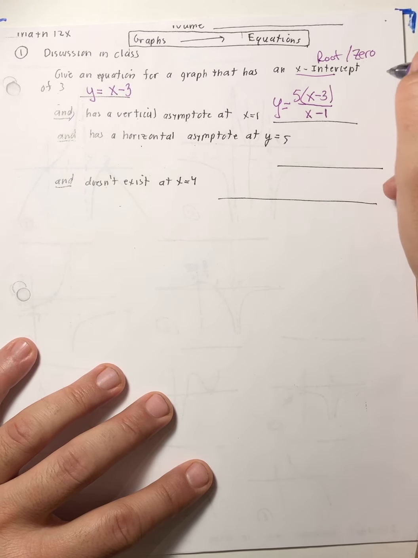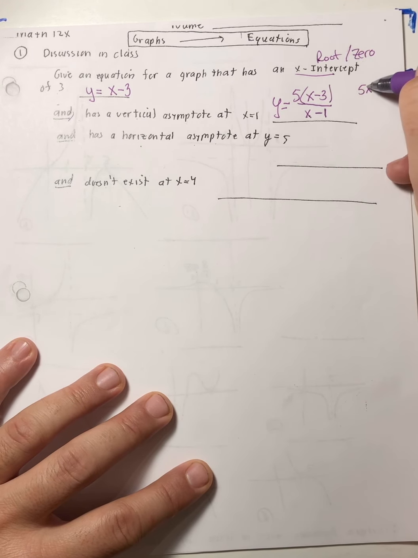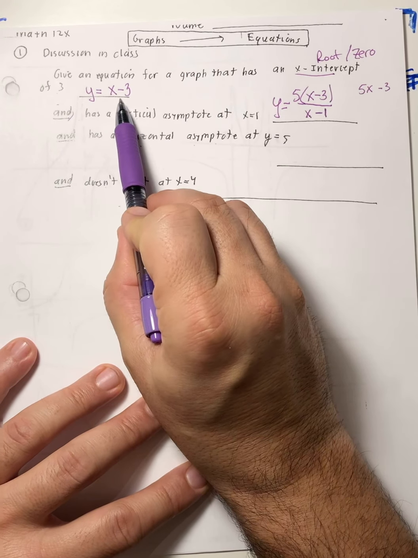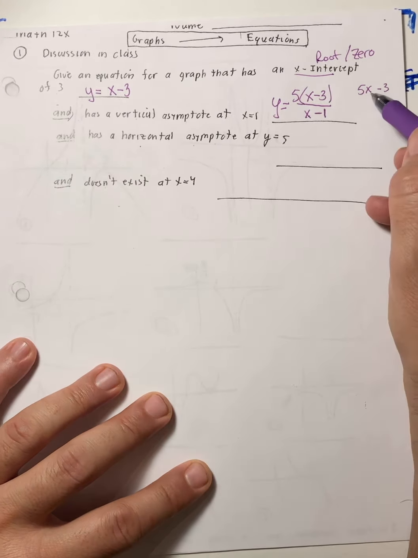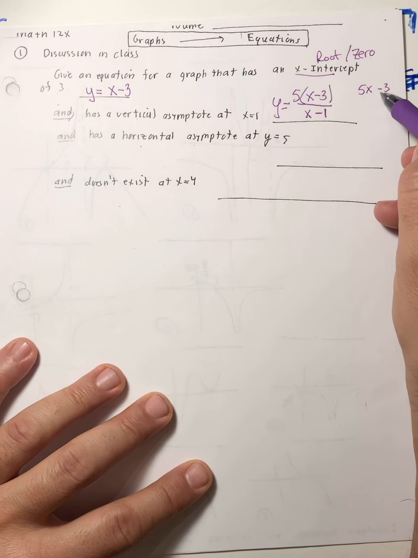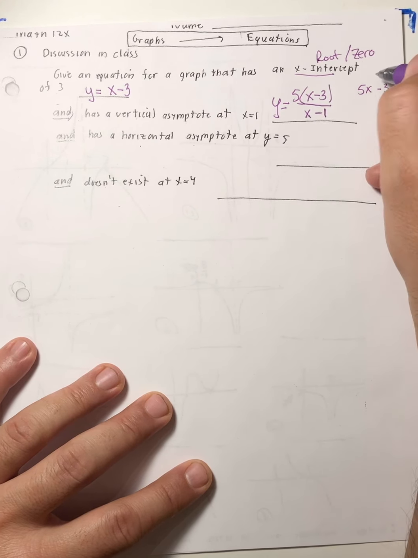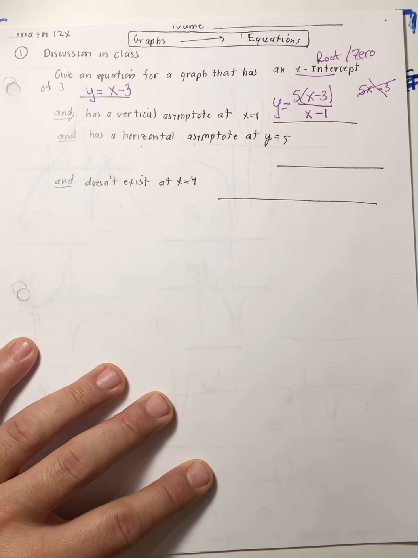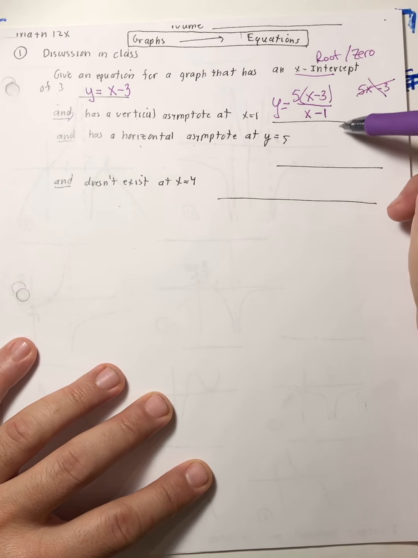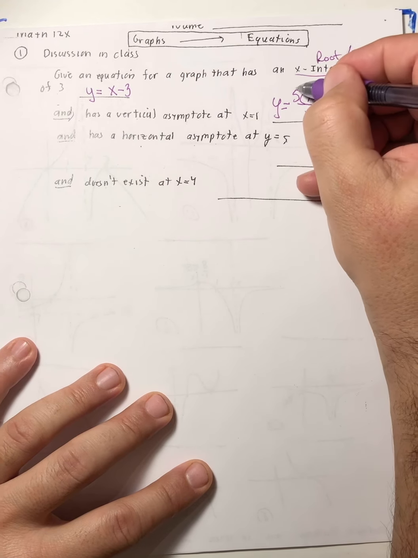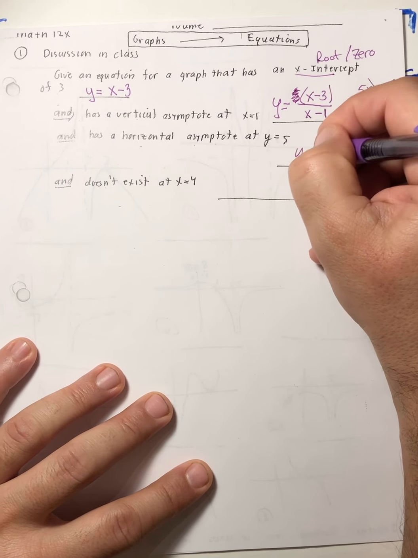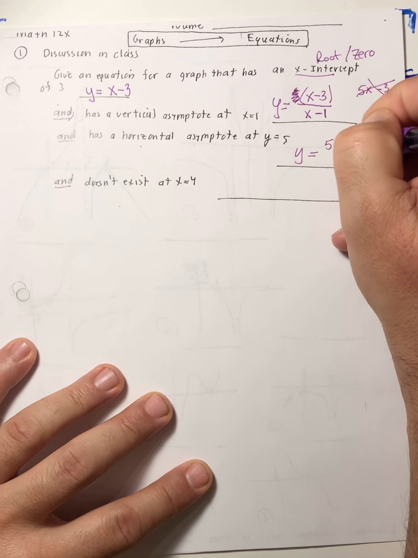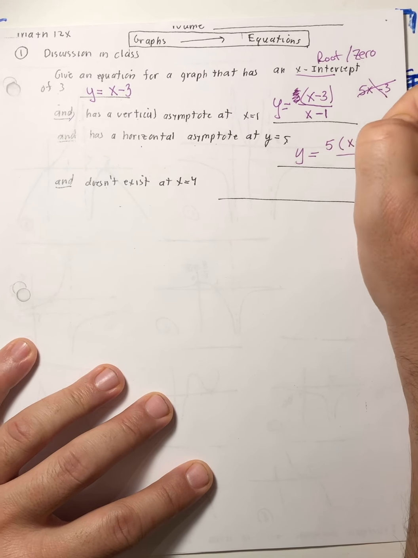We cannot do 5x minus 3, because if I do 5x minus 3, now the x-intercept is no longer 3. The x-intercept becomes 5/3. That's why I have to use parentheses. We can't just say 5x. Oops, I put it in the wrong spot. Y equals 5 parentheses x minus 3 all over x minus 1.